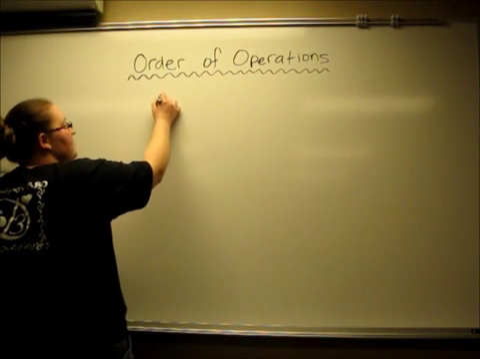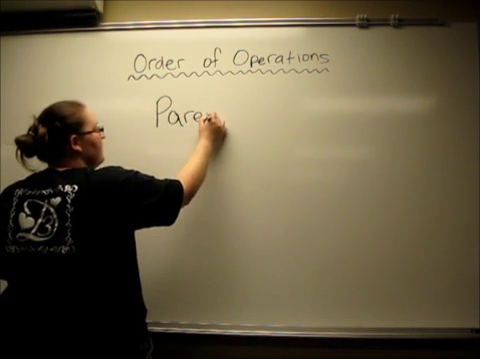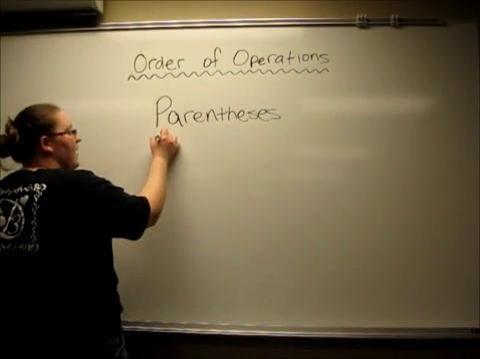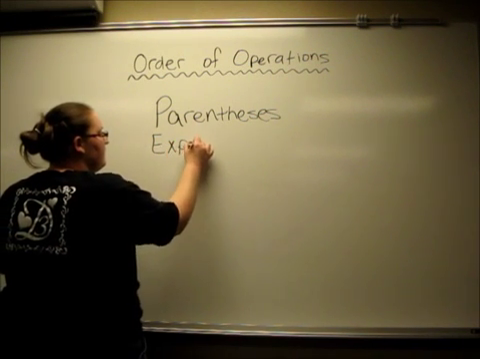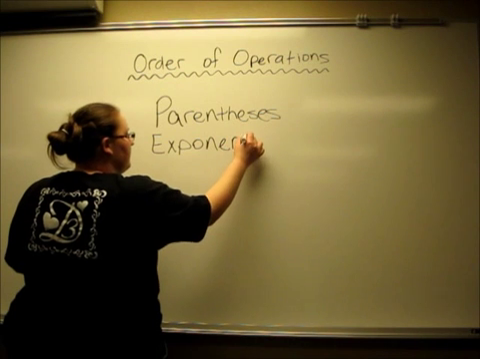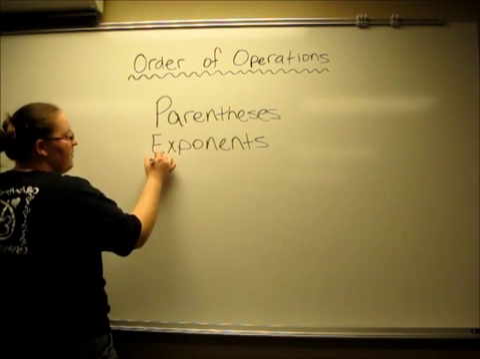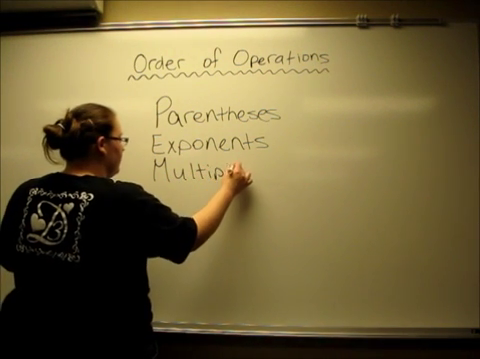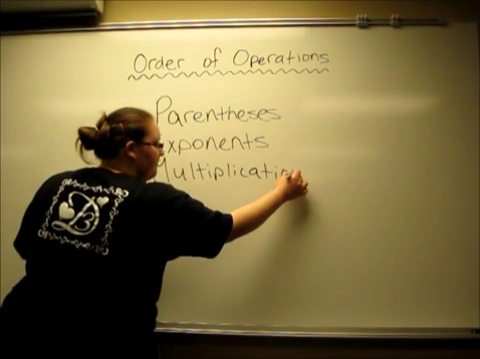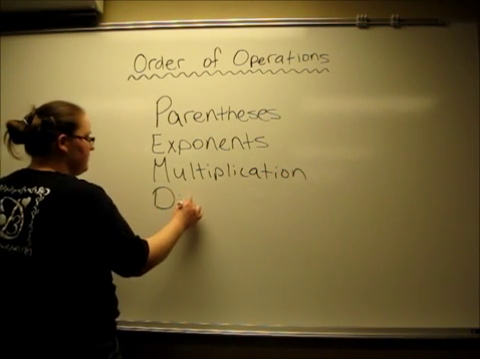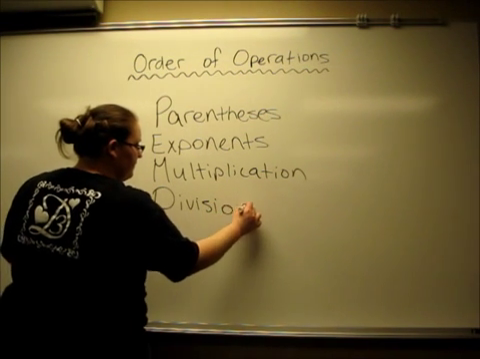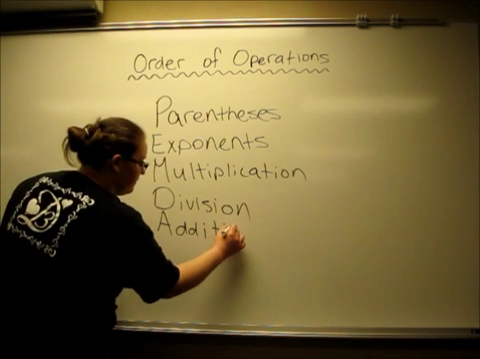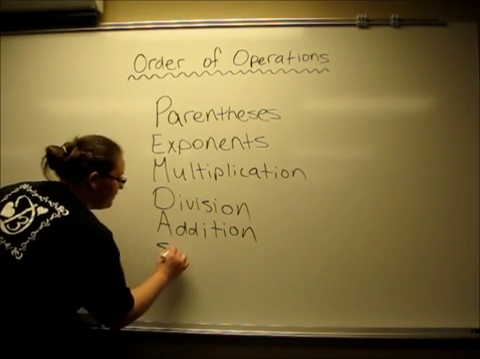The order of operations, we start with parentheses. We move on to exponents. Then we have multiplication. Then we have division, addition, and finally we do subtraction.